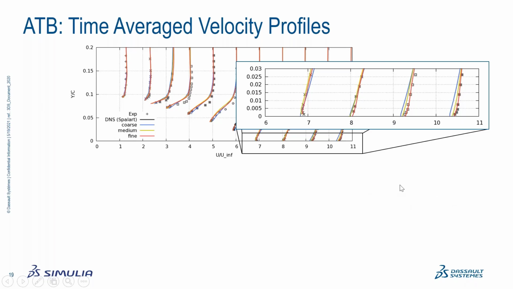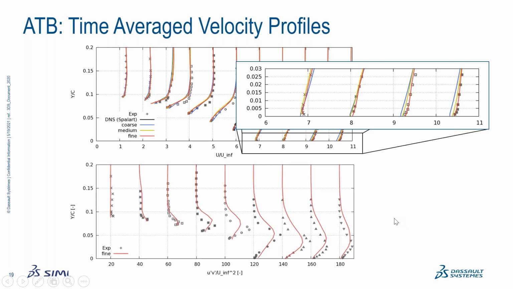Since this is an unsteady simulation, we are also interested in the velocity fluctuations. So I'm plotting here U prime, V prime at the same locations as above. And while there might be some under prediction in the maximum level, there is still a good agreement with experimental data also for the higher order time statistics.